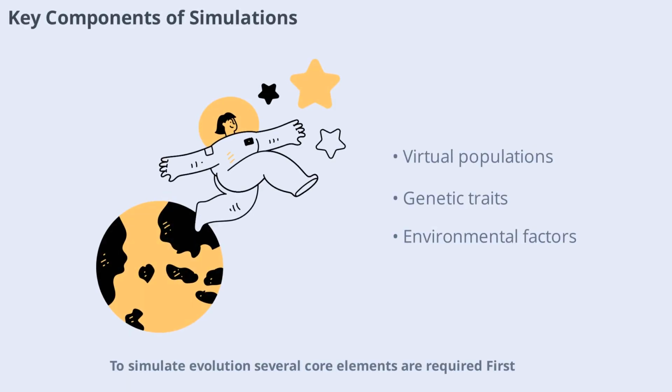To simulate evolution, several core elements are required. First, a population of virtual organisms, each with a set of genetic traits. Second, rules for reproduction, mutation, and inheritance. Third, an environment that influences survival and reproduction. By combining these elements, simulations can mimic real-world evolutionary processes. Let's break down each of these components in more detail, starting with the virtual population.